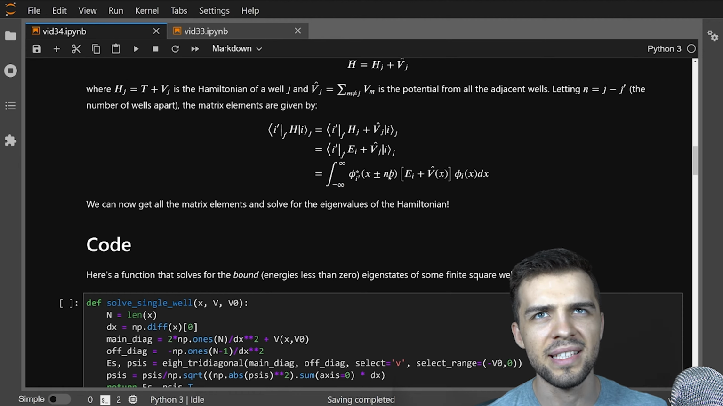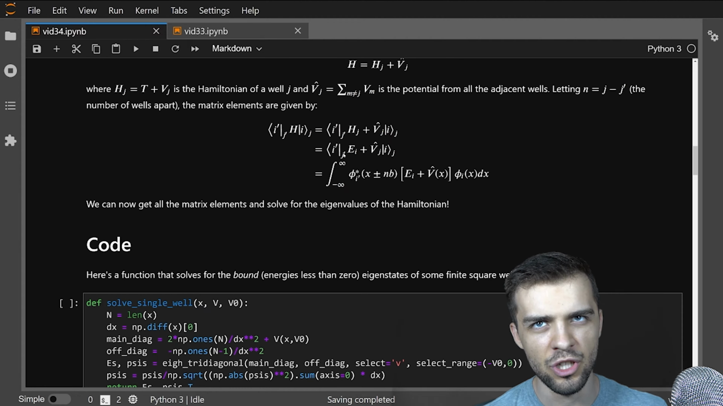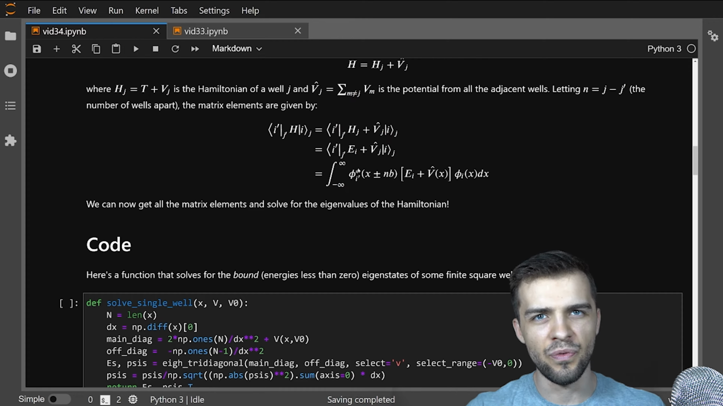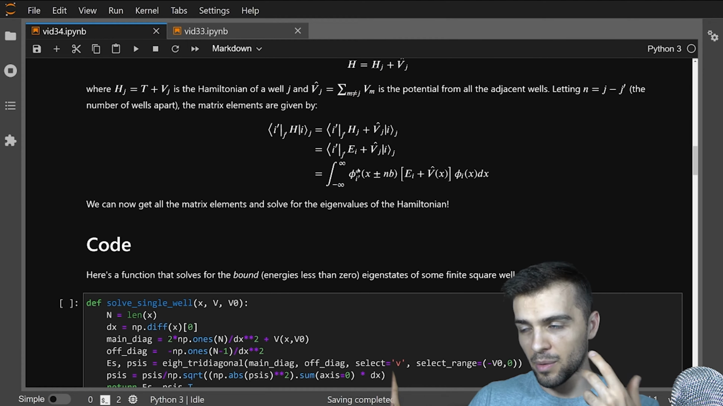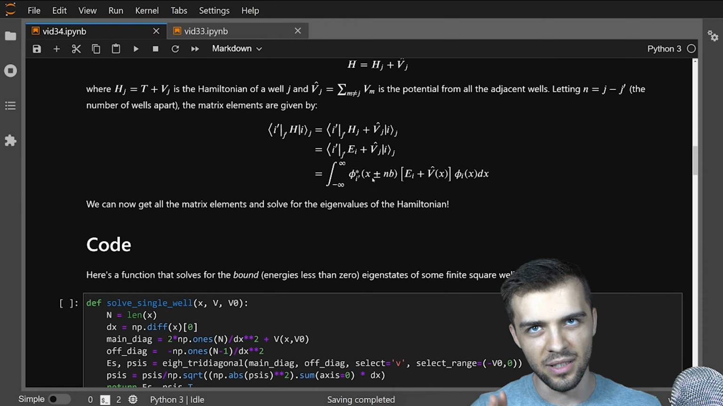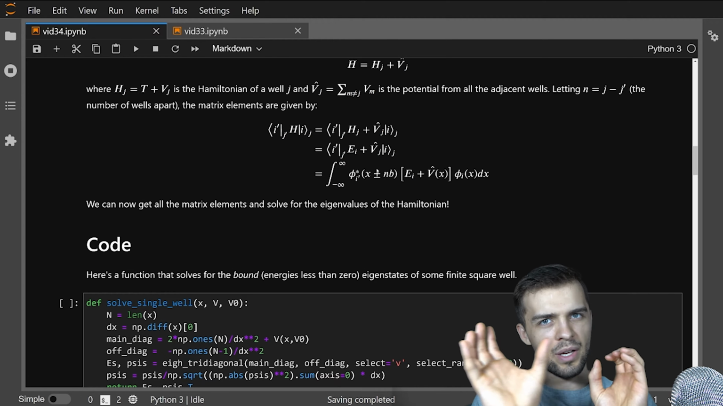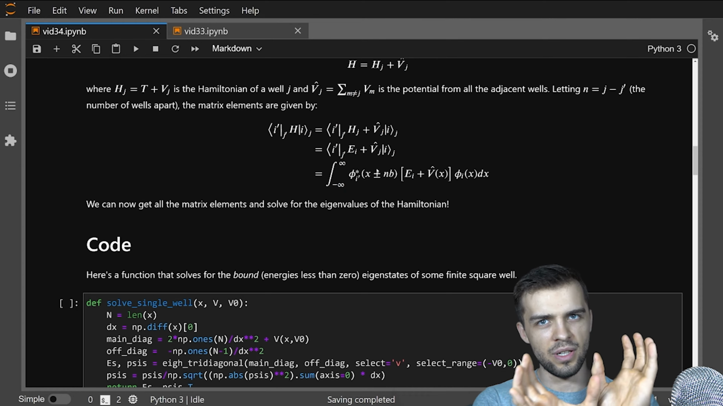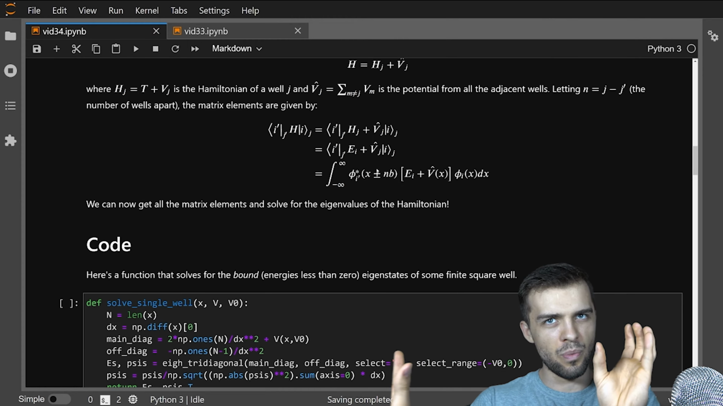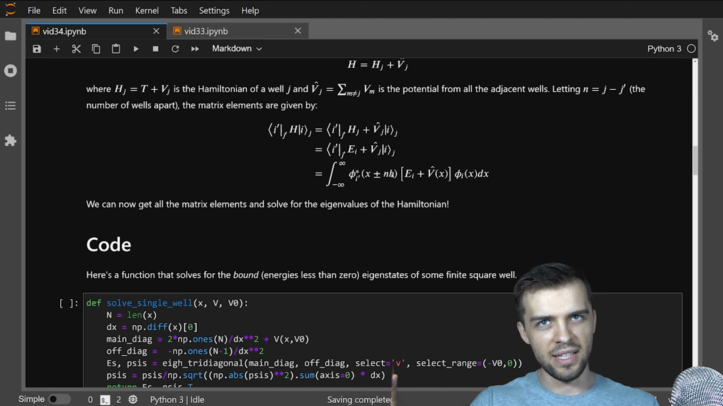x plus or minus nb. So I have j prime here. And this wave function is going to move over. And by the way, think about this a little bit, because this is where it gets a little complicated in the video here. But this function here, j prime, is going to be n wells away. So I have a wave function that's separated from my jth well by a spacing of n times b. And it should just be a minus here.